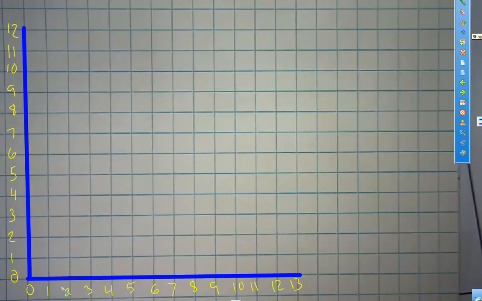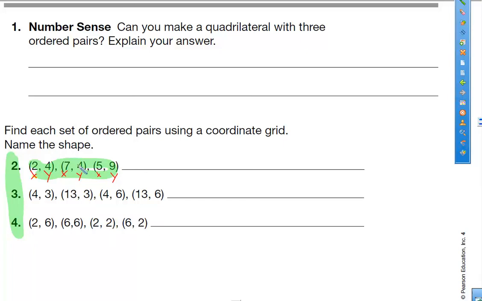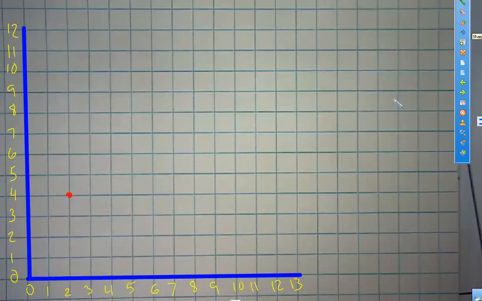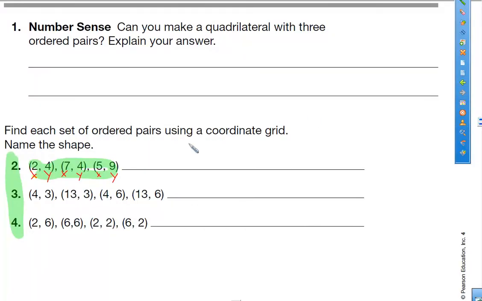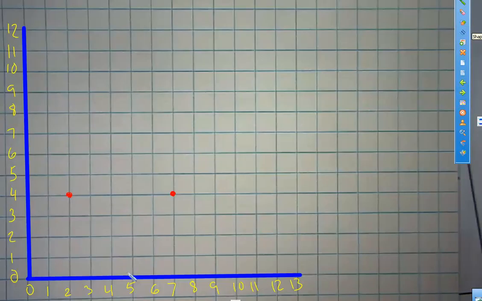So over 2, up 1, 2, 3, 4, mark your point. The next one was over 7, up 4. So over 7, up 1, 2, 3, 4, put your dot. And the last one was over 5, up 9. So over 5, up 9. Put your dot. Then you're going to connect your lines. So there we go, there we go, and there we go.